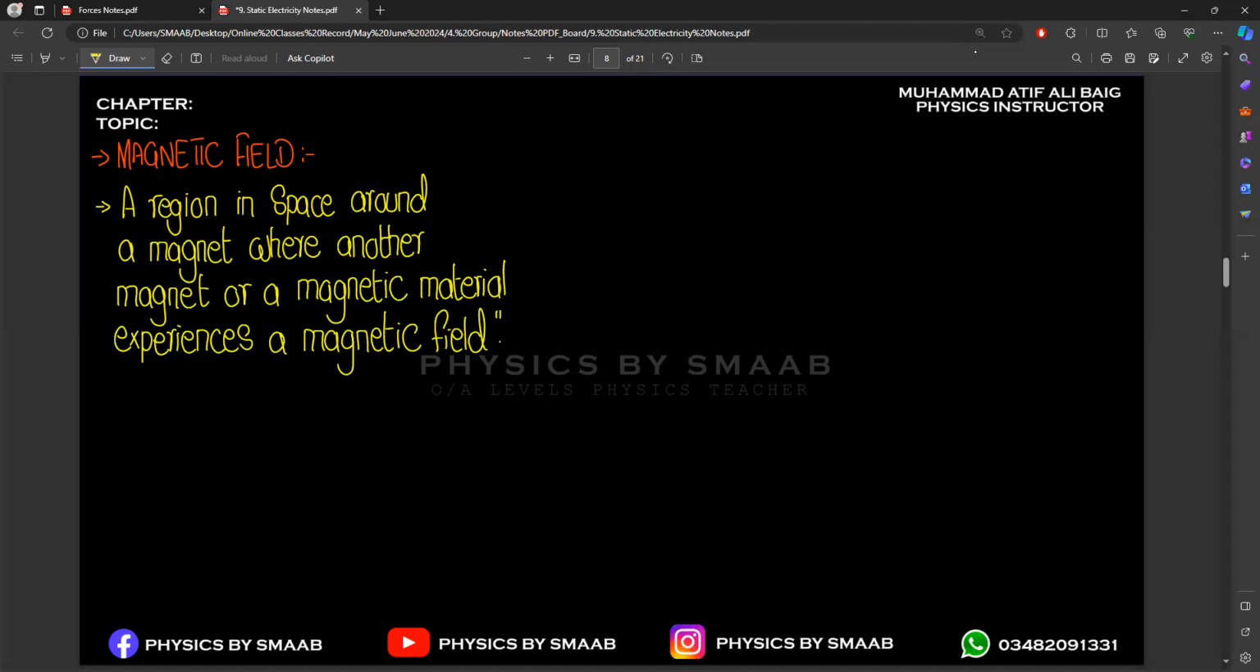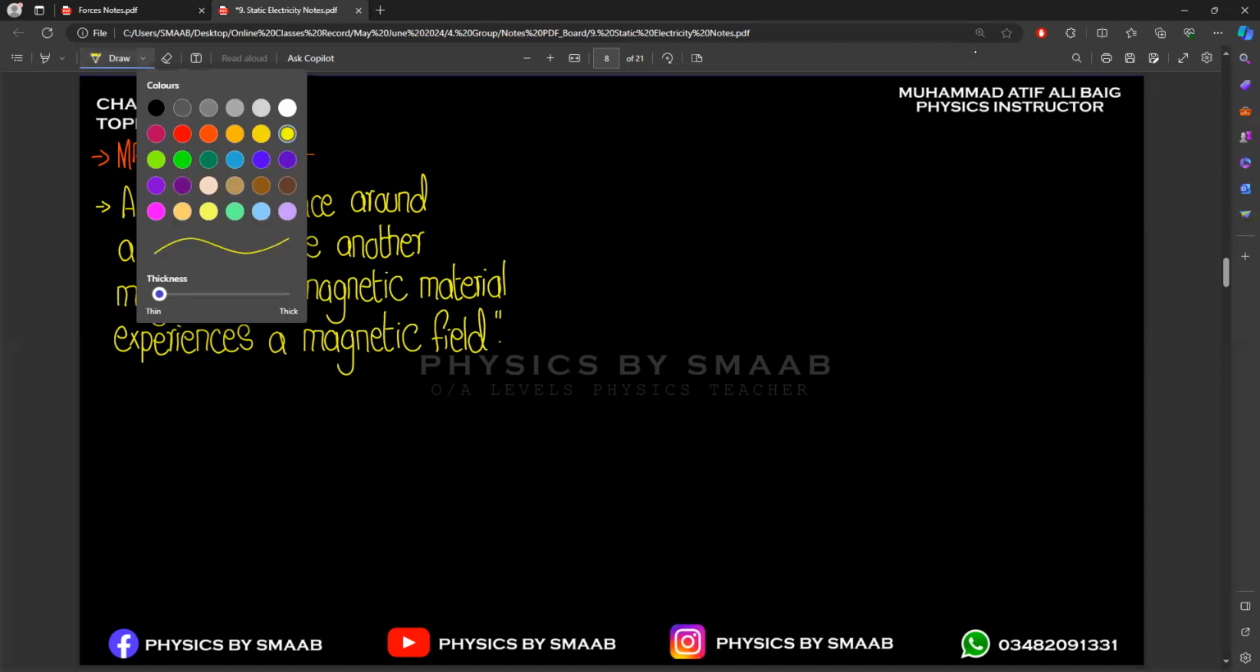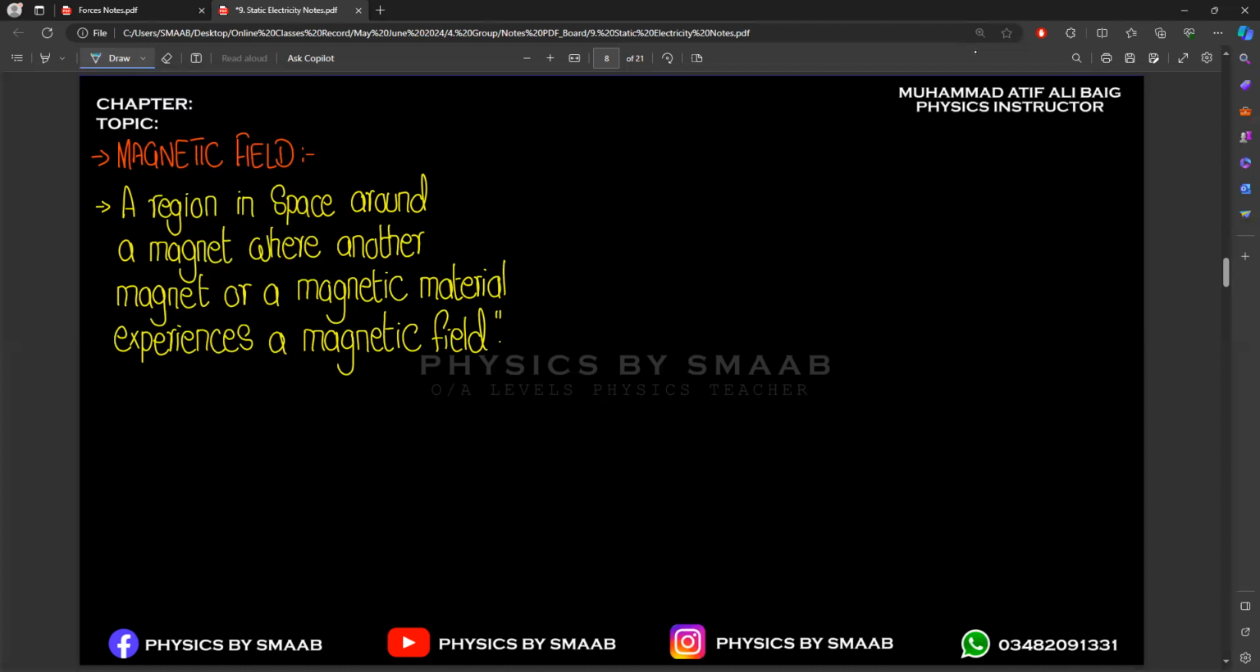Very simple. Again, there is a region, and simply it means if you place a magnet, so we consider a magnet, and in this magnet, one side will be north and the second side will be south.